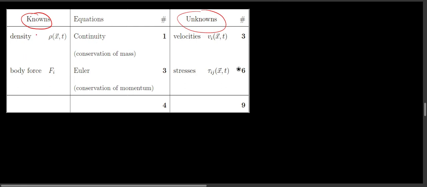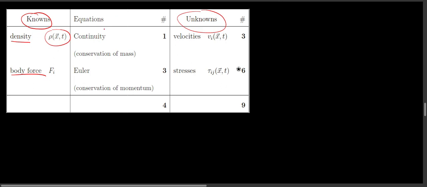The known quantities which we have are the density and body forces. Density, of course, we can calculate from a physical instrument, right? So density is known to us. Body forces, we'll talk about what body forces are. Generally, it's the gravitational forces and the hydrostatic pressure forces which might be acting. So those are the body forces. We'll talk about them in a later video.